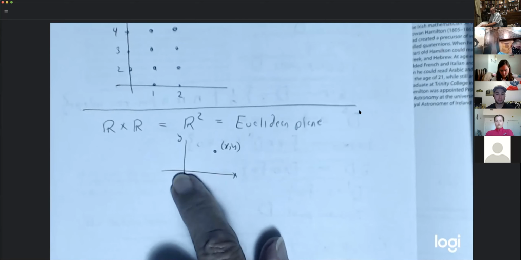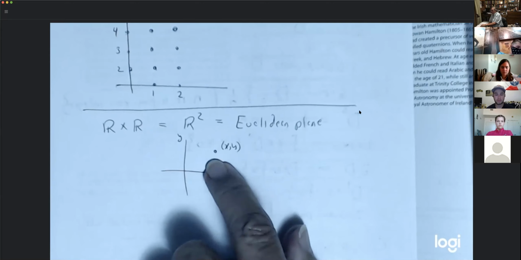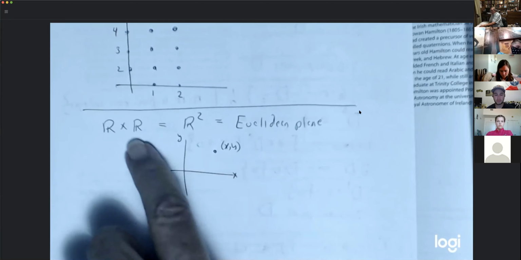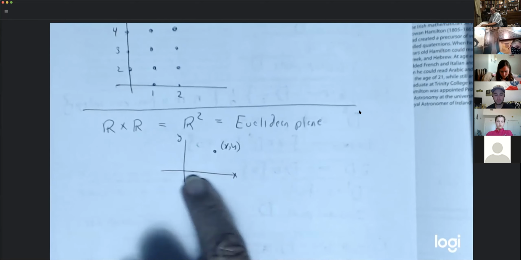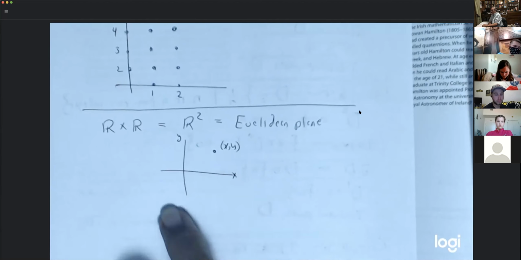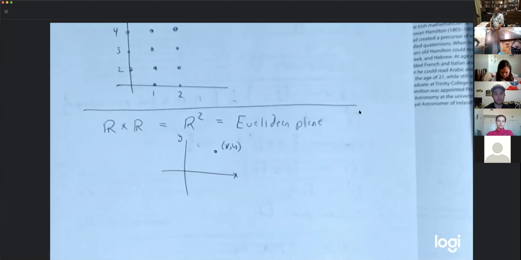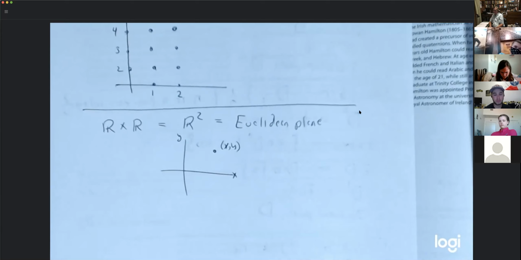So you can think of the plane as a set of ordered pairs, and it's a Cartesian product of all the real numbers with all the real numbers, which we write this way in order to make a graph. So slowly we're beginning to get to section 1, because now we have a coordinate system.